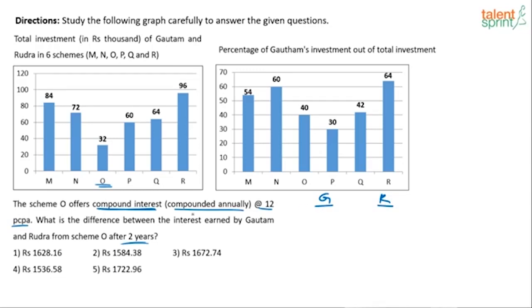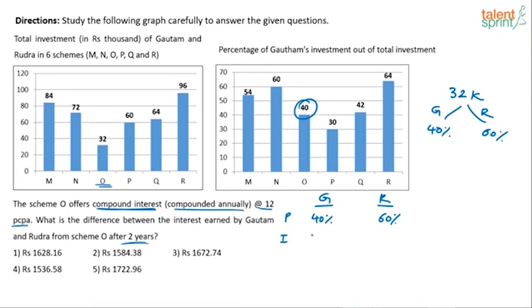Both of them have invested in Scheme O. What is Scheme O's total investment? 32,000. This 32,000 has to be split between Gautam and Rudra. Gautam has invested how much? 40%. Which means Rudra has invested 60%. So the principal of Gautam is 40%, and the principal of Rudra is 60% of that 32,000 respectively. This is the principal amount.